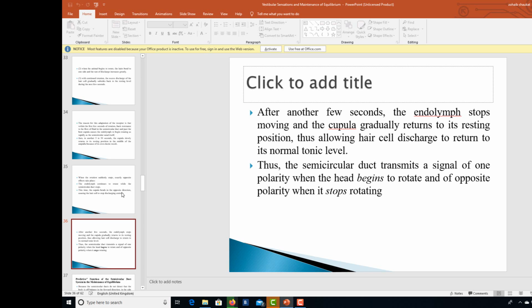Thus, the semicircular duct transmits a signal of one polarity when the head begins to rotate and of opposite polarity when it stops rotating.